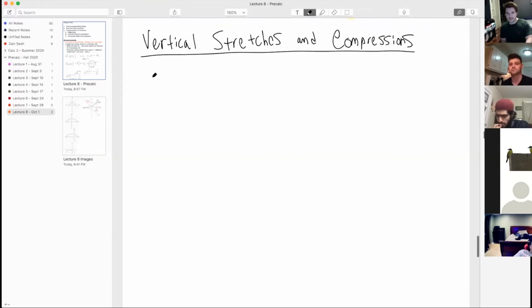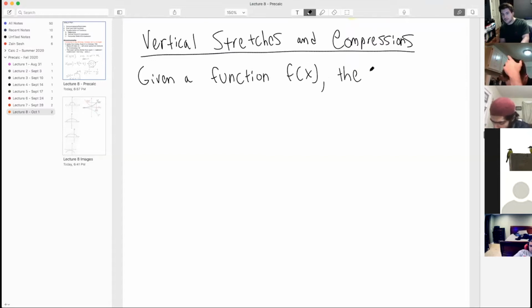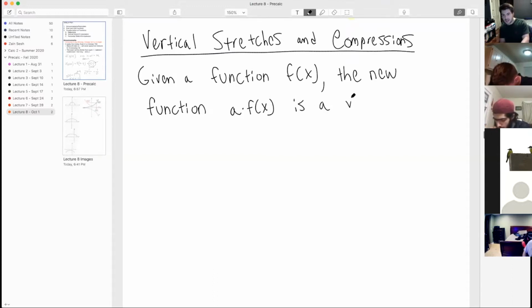All right. So what does this mean? Again, we're going to be algebraically altering our function somehow. And this is what it is. So given a function, any function, f of x, the new function a multiplied by f of x, so a times f of x, is a vertical stretch or compression.